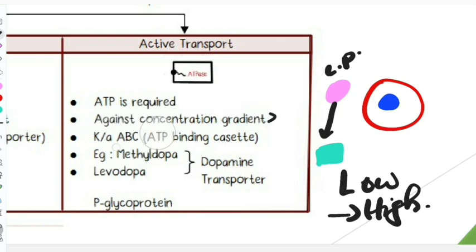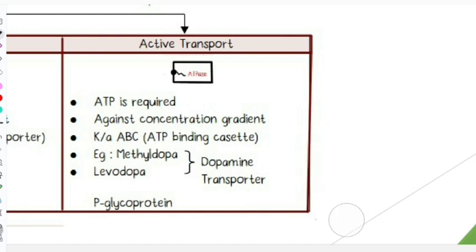Now in active transport, the carrier proteins involved are called ABC transporters. ABC means ATP binding cassette transporters. സോ ഏതൊക്കെ ഡ്രഗ്സാണ് ഈ ആക്റ്റീവ് ട്രാൻസ്പോർട്ട് വഴി നമ്മുടെ സെൽസിൽ അബ്സോർബ് ആകുന്നത്? ലിവോഡോപ്പ, methyl dopa, right? So that is it about active transport.